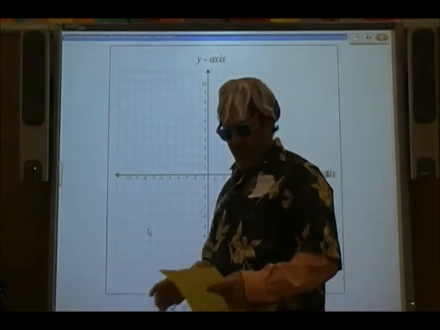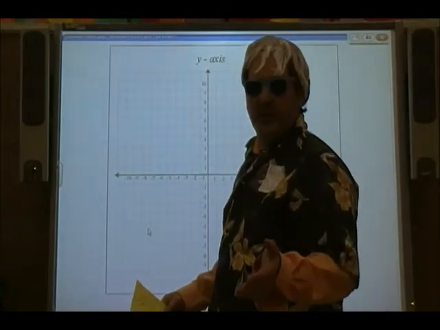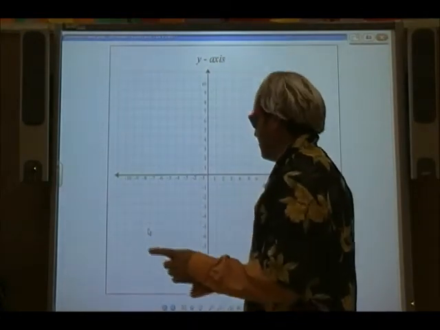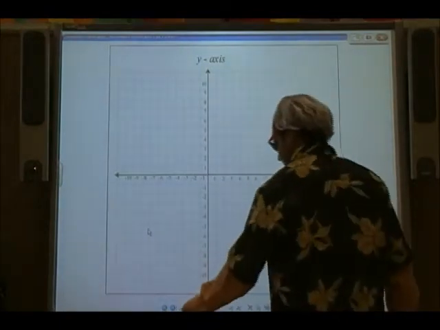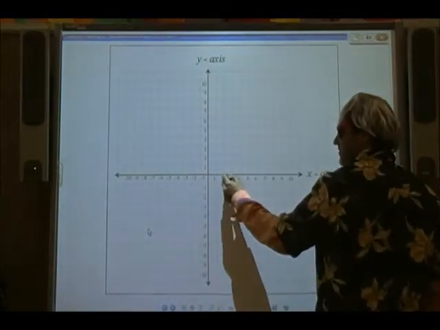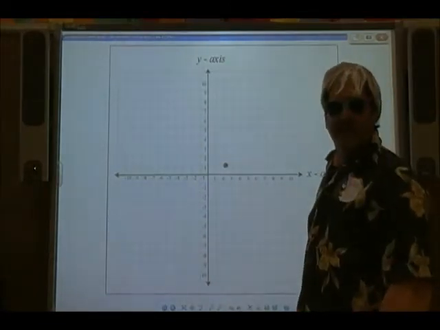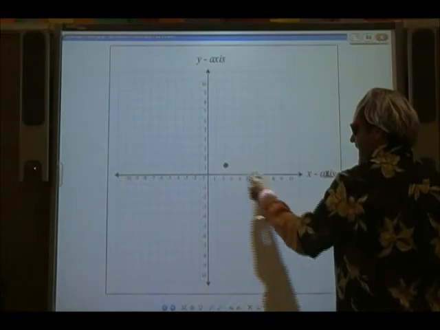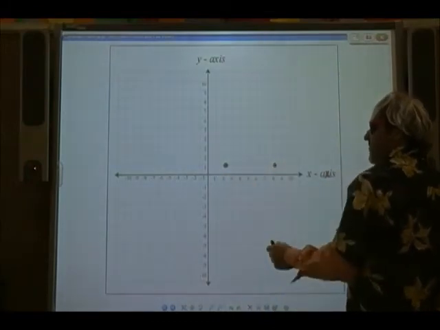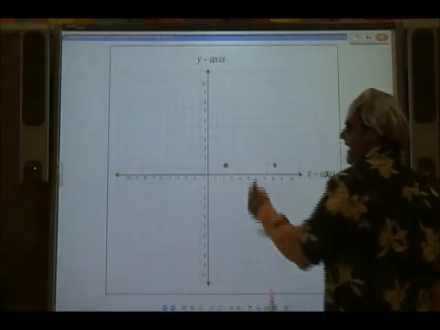Okay, first of all, I'm going to graph 2 points. We'll call the first one (2, 1). So this is (2, 1), right there. And the second point I'm going to graph is (8, 1). So I'm going from (2, 1) to (8, 1).